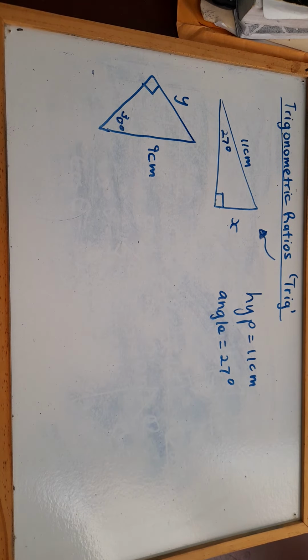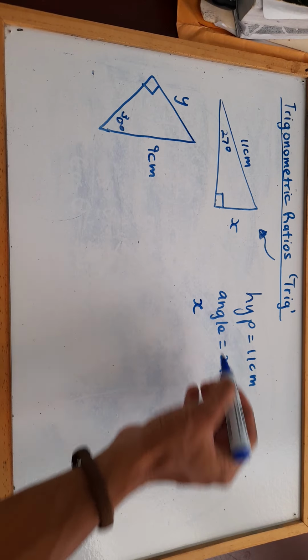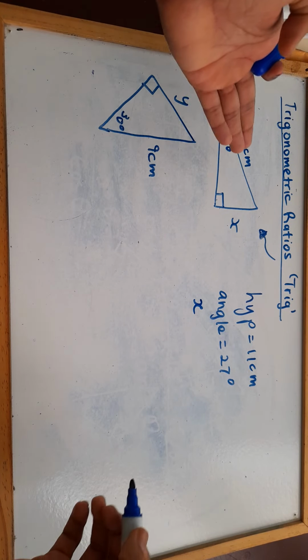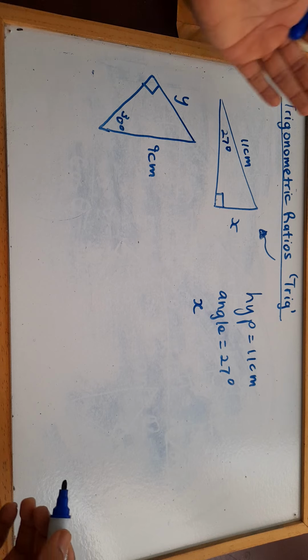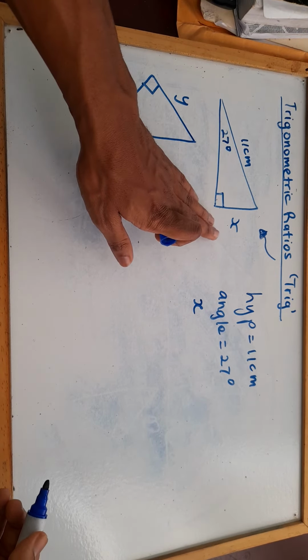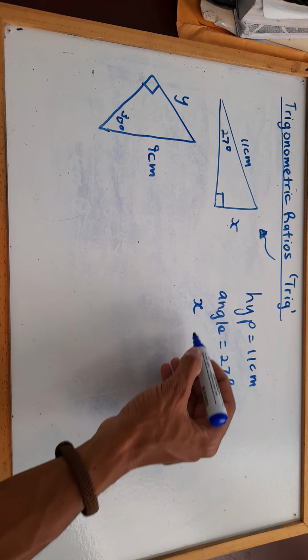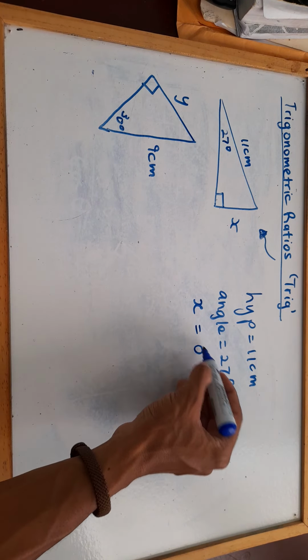On 27 degrees, the side x. Now, what side is x? Is it the opposite or adjacent? It depends on our angle. We realize that x is opposite of our 27 degrees. So that side would be our opposite side.